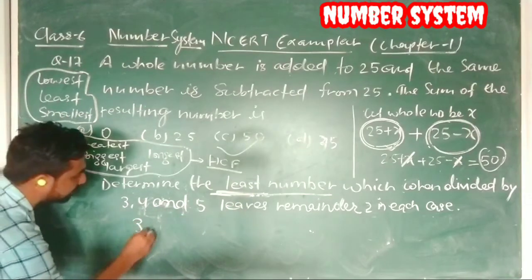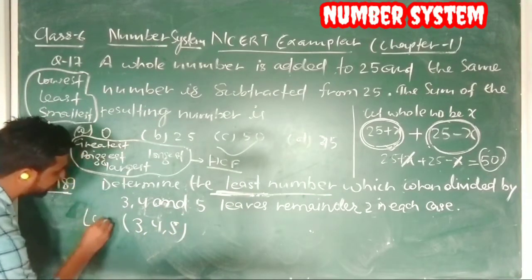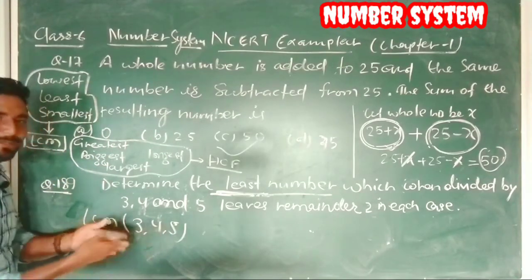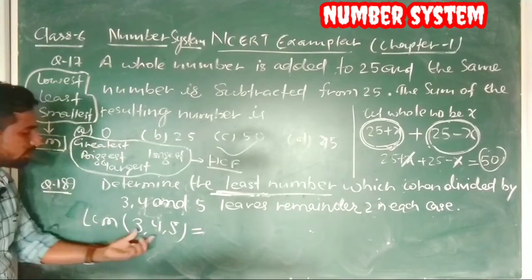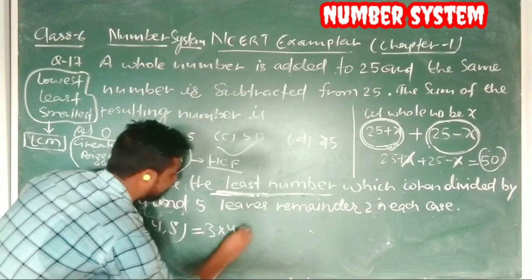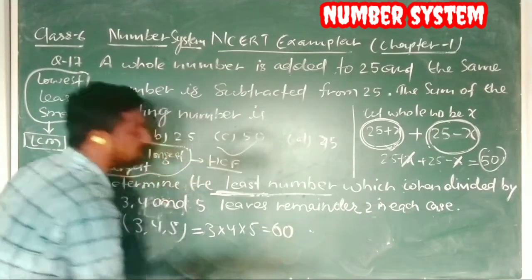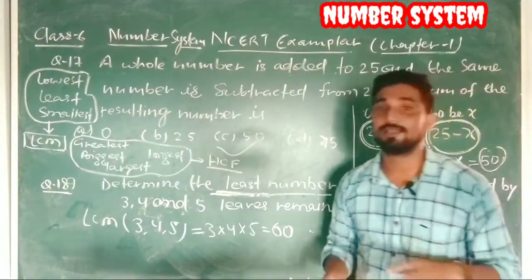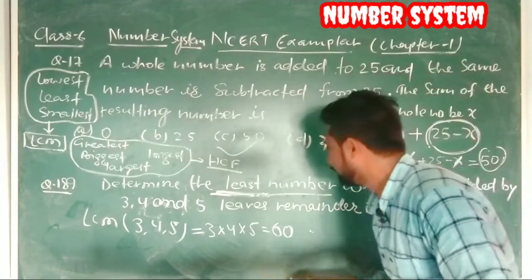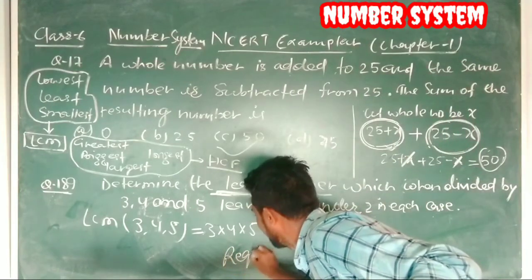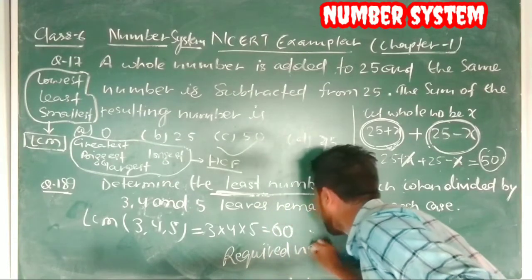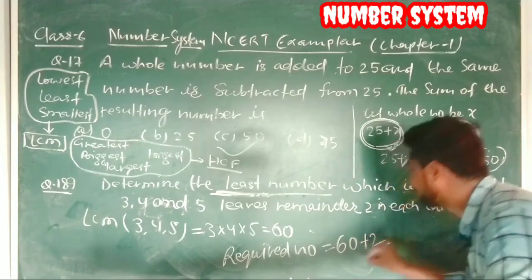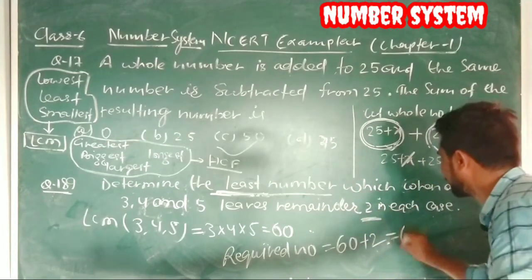What is the LCM of 3, 4 and 5? For 3, 4, 5, there is no number by which we can divide all these numbers or any 2 numbers together. So we multiply them: the product of these 3 numbers is 3 times 4 is 12, 12 times 5 is 60. So 60 is the LCM of these 3 numbers. In an LCM question the remainder is added later, so to get the required number, the answer, the remainder is added to the LCM. 60 plus 2, the remainder, gives 62 as the answer.